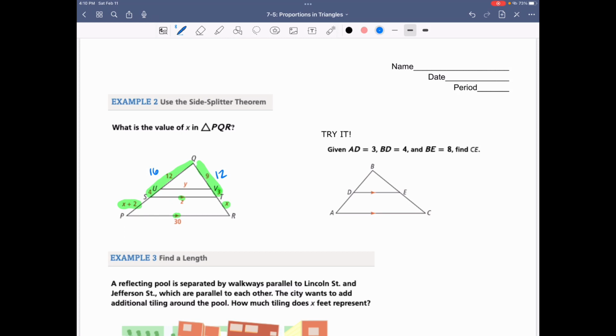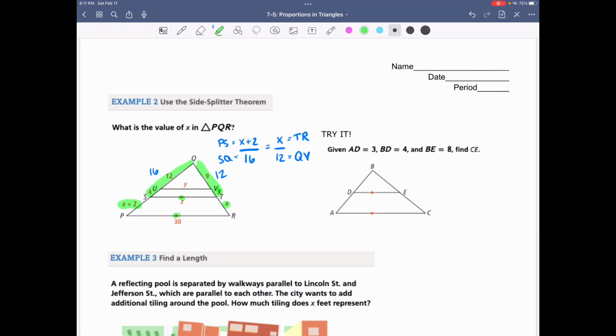So we're going to set up a proportion that from P to S, which is x plus 2, corresponds to the x side, which is TR. Setting up a proportion, and we'll use the 16 here, which is SQ, and we're going to use the 12 here, which is QV. So give you a second to think about that, how we got those.